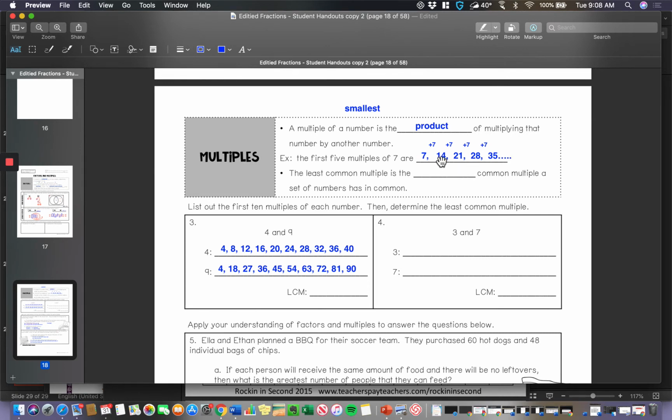And I think that the best way to find multiples of a number is to add the number to the previous number. So 7 plus 7 is 14, 14 plus 7 is 21, 21 plus 7 is 28, and 28 plus 7 is 35. The least common multiple is the smallest multiple that a set of numbers has in common. So it says list the first 10 multiples of each number and then determine the least common multiple.